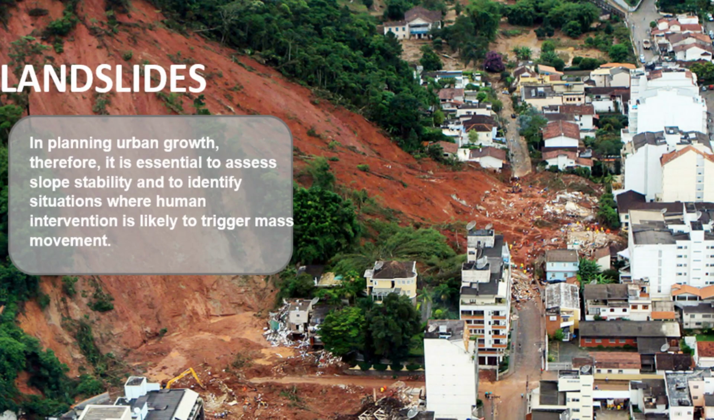First is landslides. This is the picture of a landslide. Landslides occur when masses of rock, earth, or debris move down a slope. In planning urban growth, therefore, it is essential to assess slope stability and to identify situations where human intervention is likely to trigger mass movement.